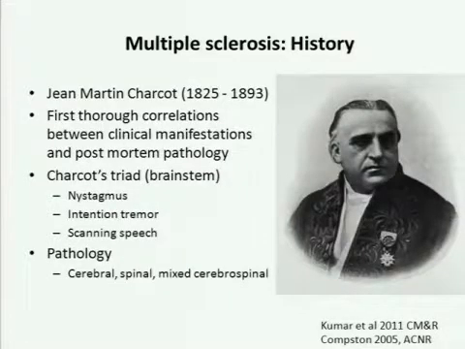So fast forward a little bit to a fellow who is relatively the father of MS. There were others who made observations about pathology in MS or some clinical manifestations of MS, but he was the first to thoroughly go through and make correlations between pathological findings and clinical manifestations. And his name is given to the triad of nystagmus, intention tremor, and scanning speech that you see in brainstem disorders in some patients with this disease. But he recognized, obviously, that pathology and clinical manifestations are much broader than that, and categorized what he saw into cerebral, spinal, and mixed cerebrospinal manifestations.